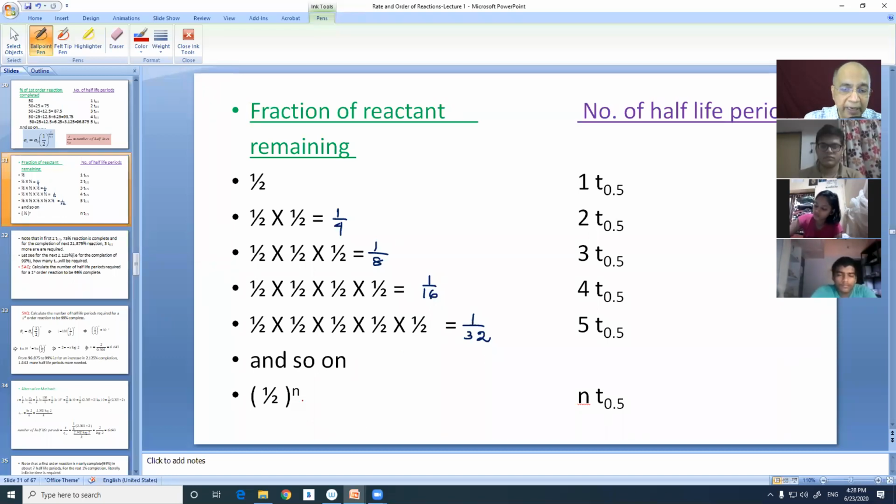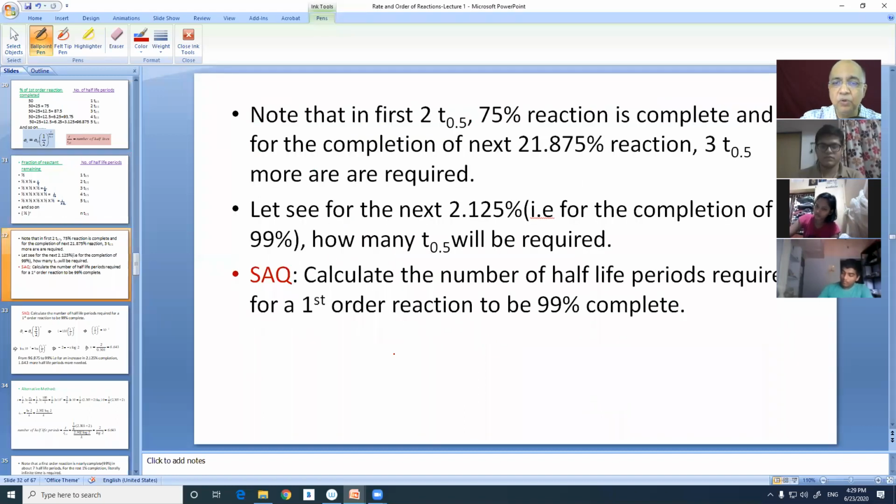So in n half-life periods, half to the power n, that means half into half into half, n times will be multiplied, and that much of fraction will be left out. And if you multiply by 100, that will be the percentage of the reactant left out in a first order process.